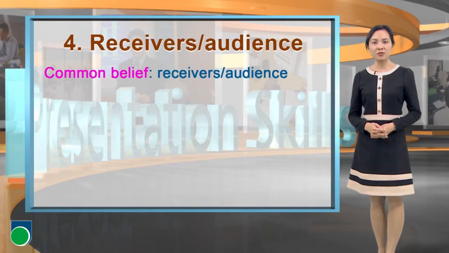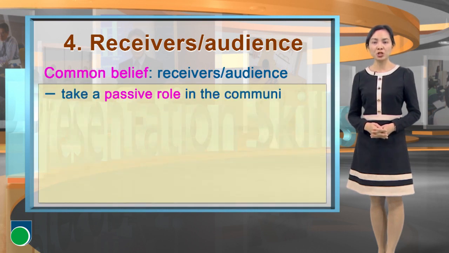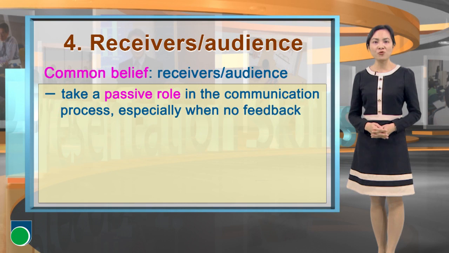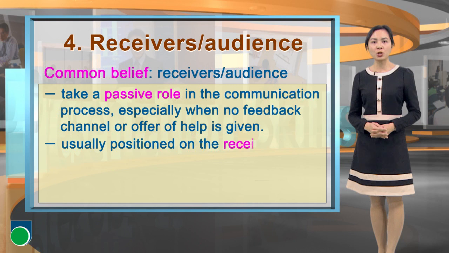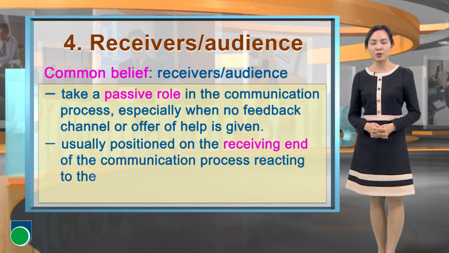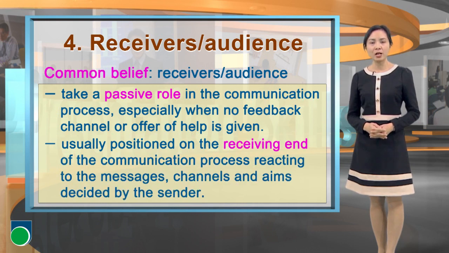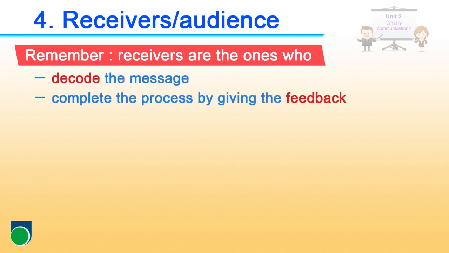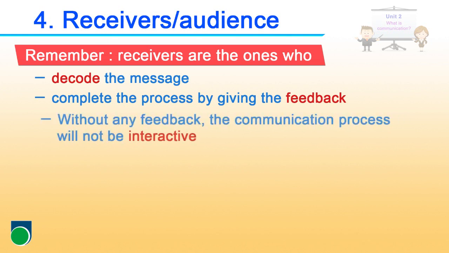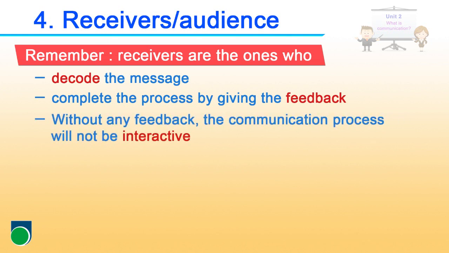It is commonly believed that receivers, or the audience, take a passive role in the communication process, especially when no feedback channel or offer of help is given. They are usually positioned on the receiving end of the communication process, reacting to the messages, channels, and aims decided by the sender. However, receivers are expected to decode the message and complete the process by giving feedback. If receivers do not provide feedback, the communication process will not be interactive.